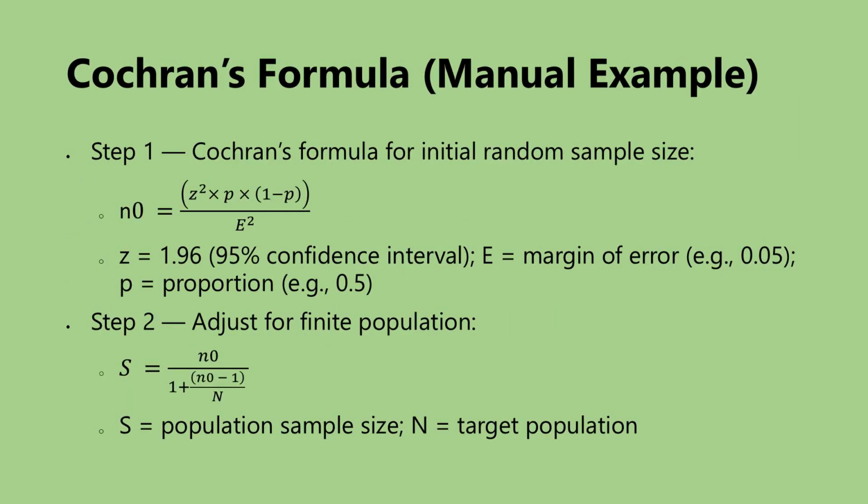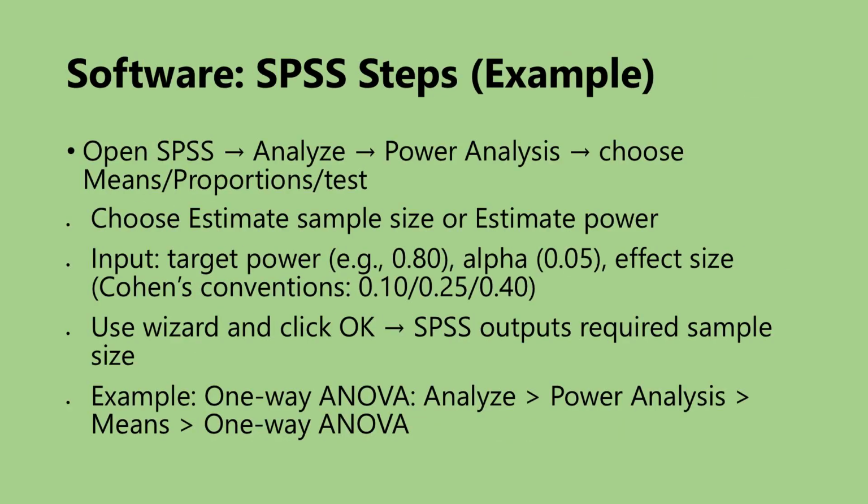Cochran's formula is a method for calculating initial random sample size, adjusted for finite populations. It involves steps using confidence intervals and margins of error. SPSS software can be used for power analysis and sample size estimation. It involves selecting the appropriate test, inputting parameters, and using the wizard for outputs.